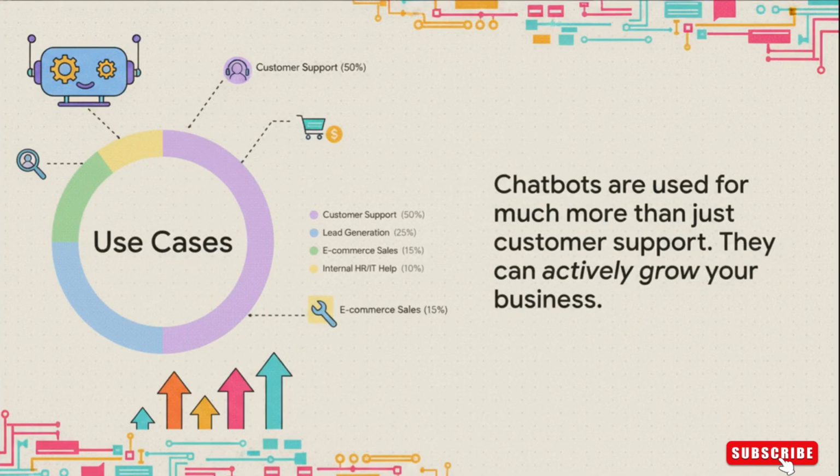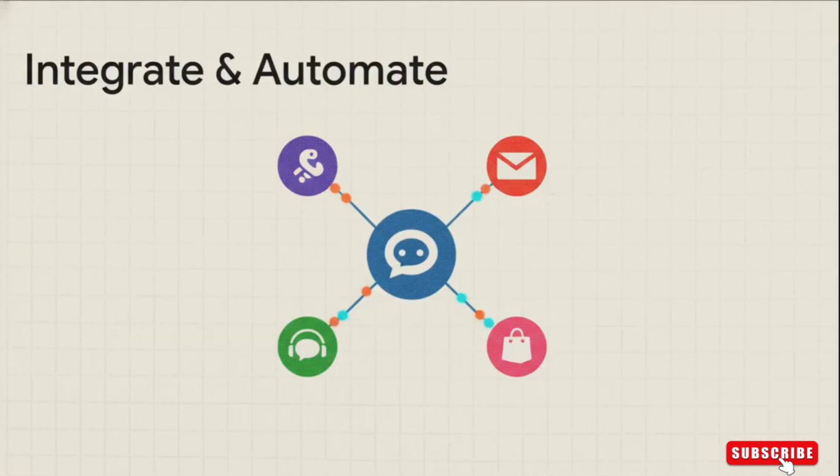Take a look at how businesses are actually using these things. Yeah, customer support is about half the story, but look at the other half. It's all about growth, getting new leads, driving sales, and even helping out your own team with HR and IT stuff. The possibilities are huge. So inside Zapier, there's this Integrations tab. This is where you can connect your bot to thousands of apps you probably already use, like Slack or Shopify or Gmail. This is what turns your chatbot from just an answering machine into an active member of your team.